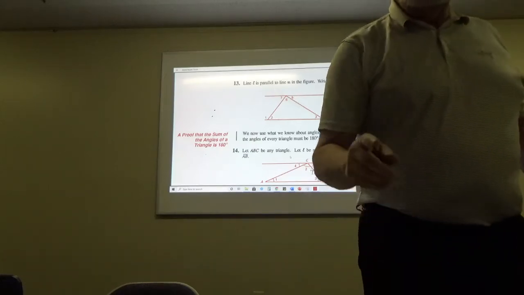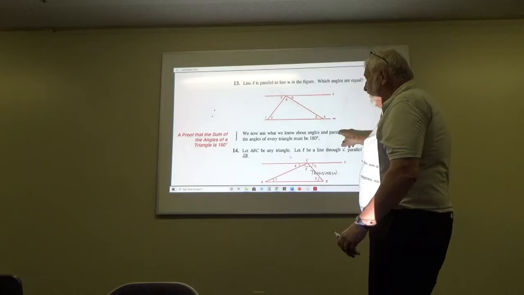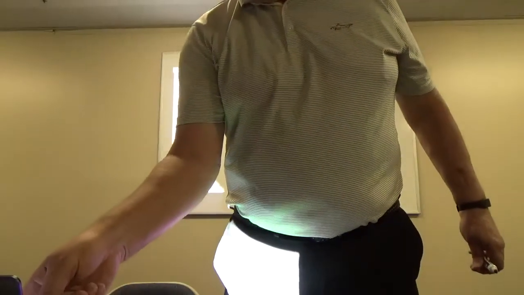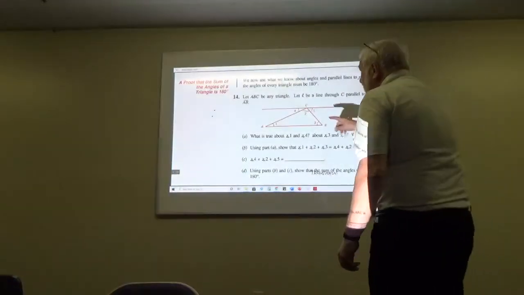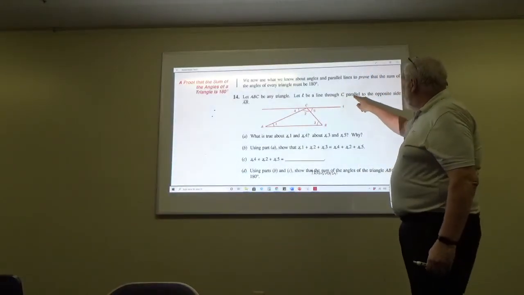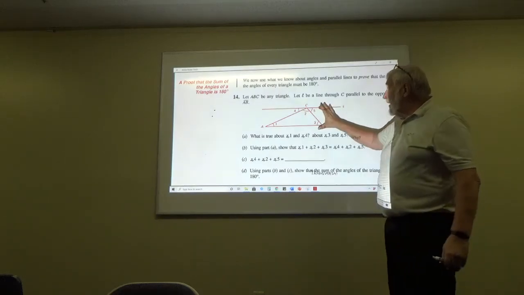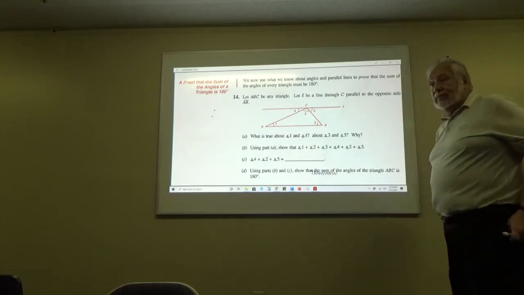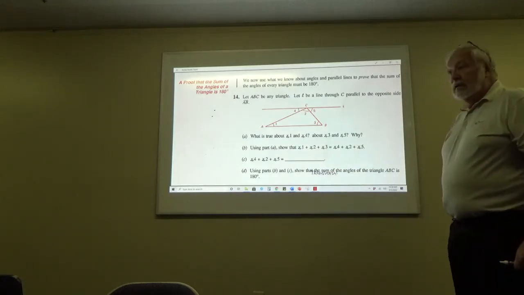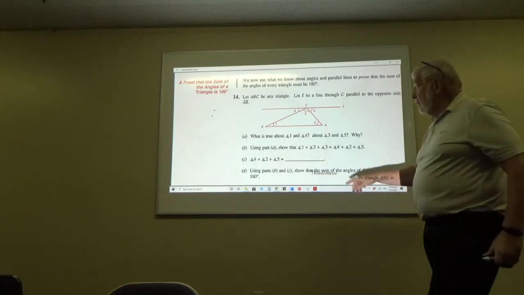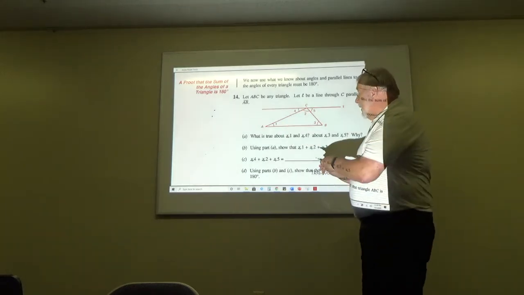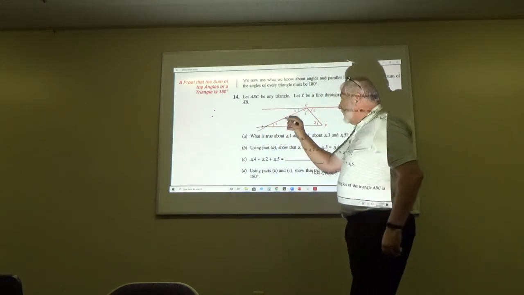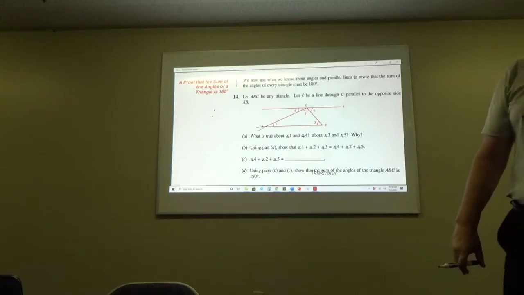You used to have 8th graders doing that. And all it's doing is using these skills and these definitions. Okay, now let's look at this one. It says, let A be a triangle, let B be a line through C that's parallel with the opposite side. That means these two are parallel. What is true about angle 1 and angle 4? They are alternating interior angles, so they're congruent.